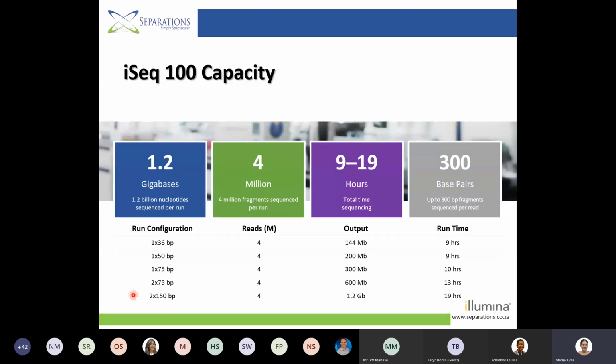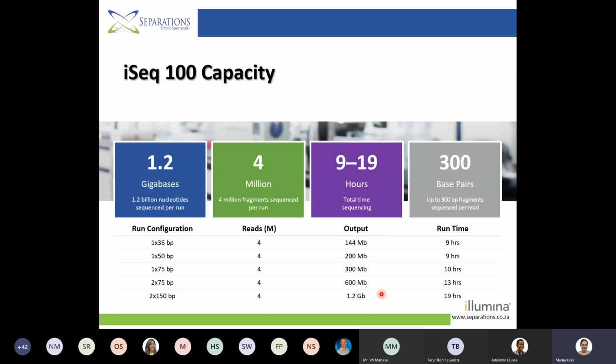You can also obviously do a paired-end run where you can look at 2 times 75 or 2 times 150 to give you 300 cycles. So based on your read length and the number of reads that the flow cell has, which is obviously a fixed number of 4 million reads, you will be able to get anything from 144 million bases to 1.4 gigabases.